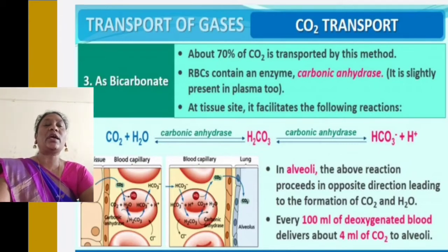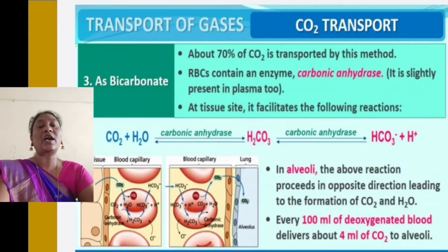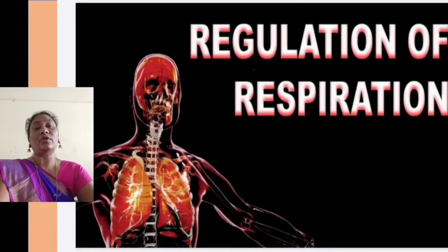In alveoli, the above reaction proceeds in the opposite direction, leading to the formation of carbon dioxide and water molecules. So what happens in alveoli? Again the reversible reaction, and what will be released from there? Carbon dioxide and water vapor. Every 100 ml of deoxygenated blood releases nearly 4 ml of carbon dioxide to the alveoli.